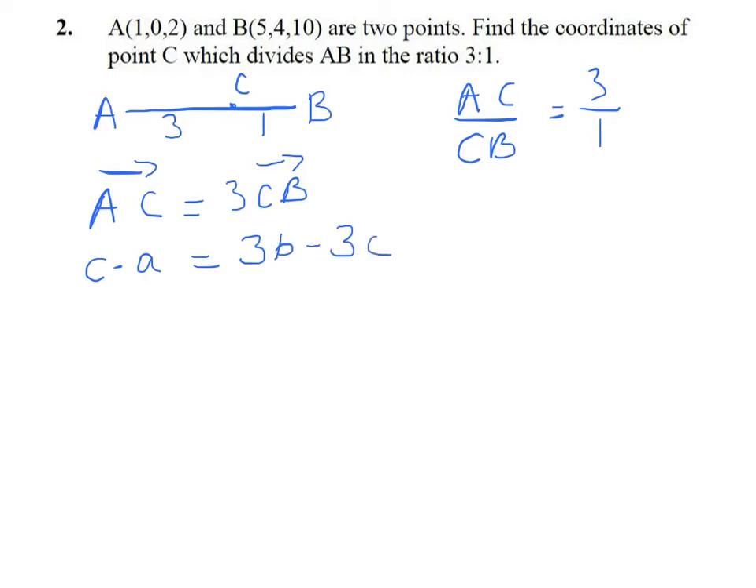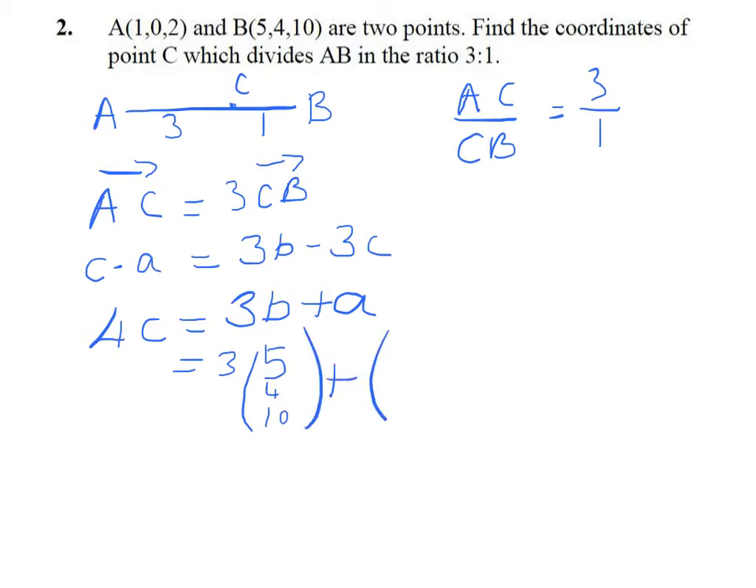C is the point I'm trying to find, so I'm going to move all my C's onto the left hand side of the equals. So I've got C here, and when I move that 3C over, I end up with 4C. I've still got my 3B here, and I'm going to take my A over. Now I can start to sub in. So I've got 3 times B, which is (5, 4, 10), plus A, which is (1, 0, 2). 3 times 5 is 15, plus 1 is 16. 3 times 4 is 12, plus 0. 3 times 10 is 30, plus 2 is 32.